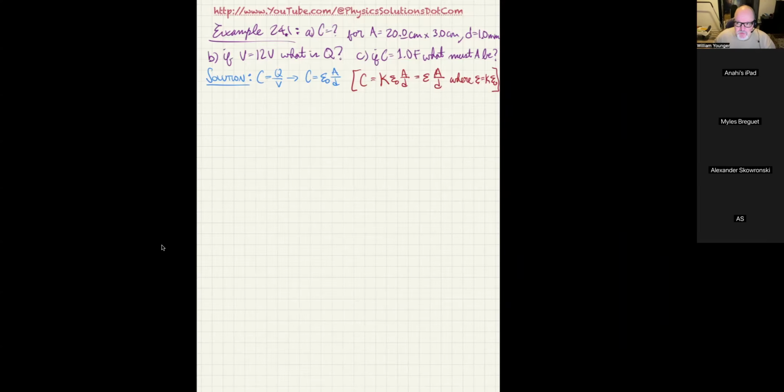There's also formulas for capacitance in series and parallel. I'm probably not going to be able to derive those, but I'll give them to you. But let's go ahead and finish this problem first. So first off, they want to know what's the capacitance.